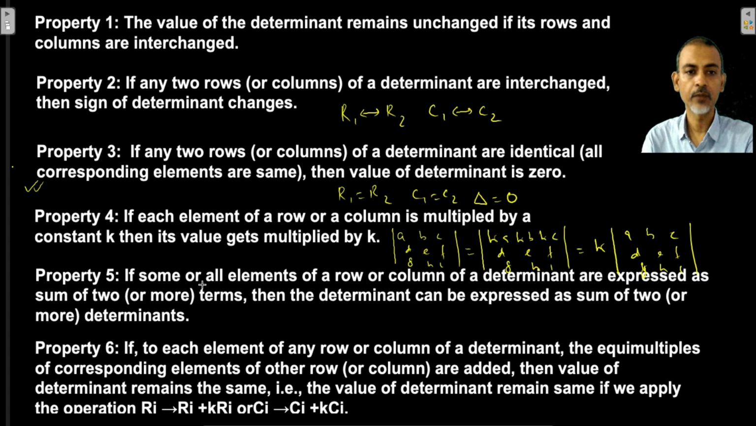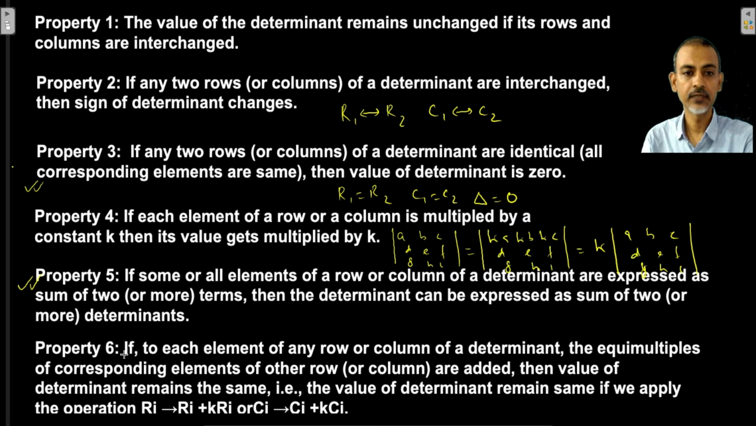The fifth property says if some or all elements of a row or a column of a determinant are expressed as a sum of two or more terms, then the determinant can be expressed as a sum of two or more determinants. We are going to make use of this property to evaluate determinants too, and when I do that, I may come back to this property so that you can understand it a lot better.